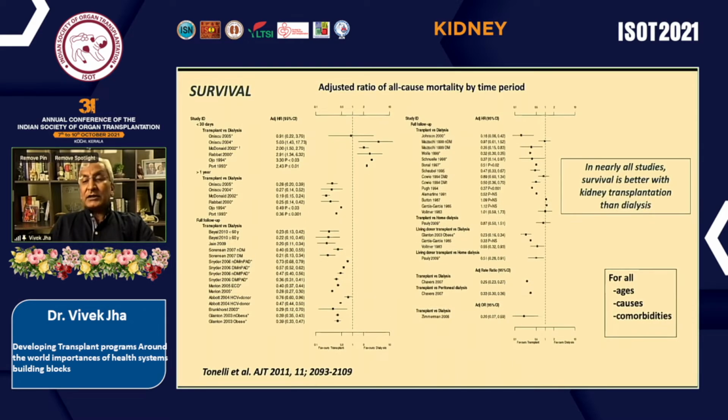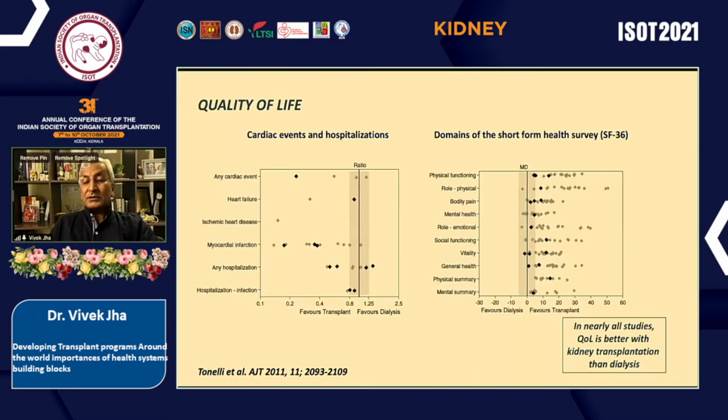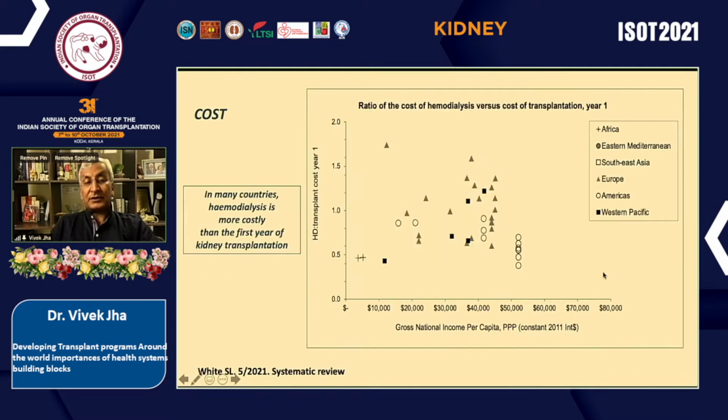In nearly all studies done around the world, survival of people with kidney failure is better with kidney transplantation than dialysis, for all ages, all causes of kidney disease, and people with all kinds of comorbidities. Similarly, in terms of quality of life, almost all studies have shown that quality of life is better with kidney transplantation than dialysis. Here you can see this graph, which shows cardiac events in terms of hospitalizations and actual events, and the various domains of the short form health survey, also called SF36. Almost every single domain is on the side that favors transplantation.